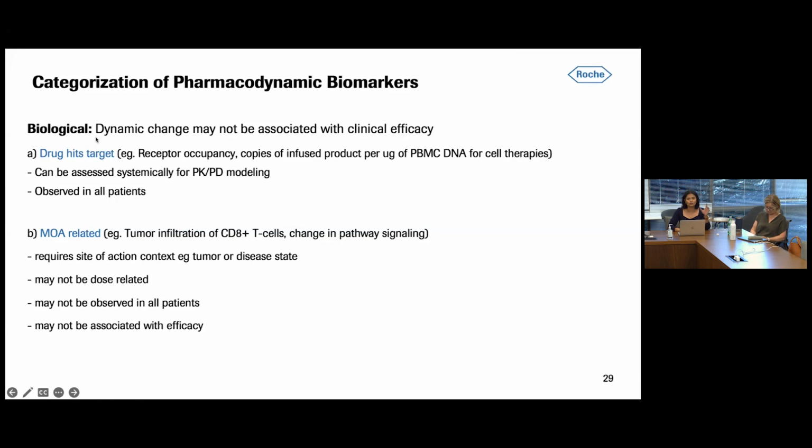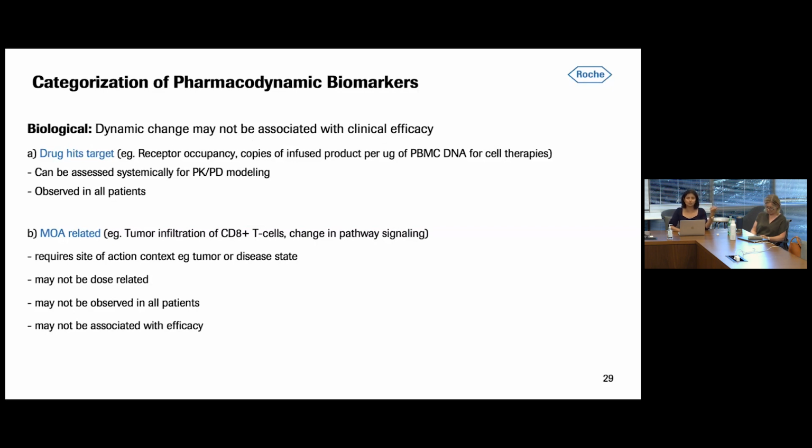But a really important point is that when you look at changes in biomarkers to address biological activity, they may not be associated with clinical efficacy. In fact, sometimes they have nothing to do with clinical efficacy. I'll give you 2 examples of pharmacodynamic biomarkers that fall under that umbrella of biological biomarkers. The first one is what Heleen pointed out as well: does my drug hit target?